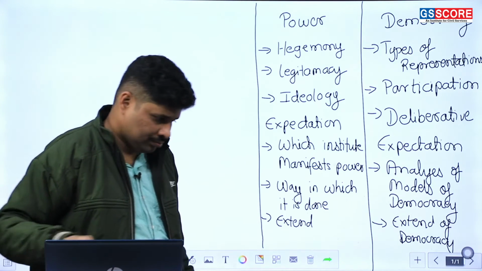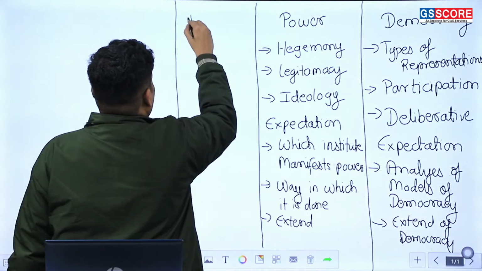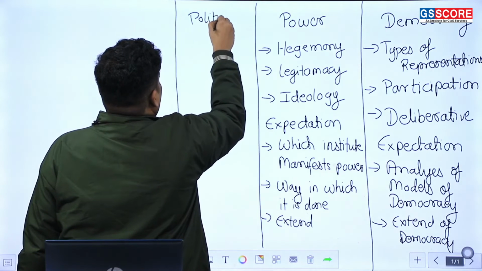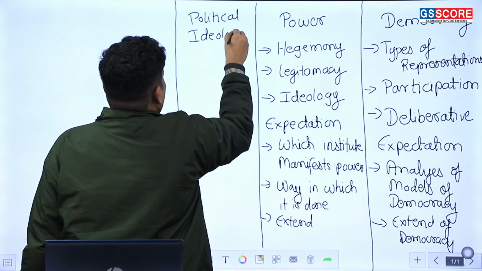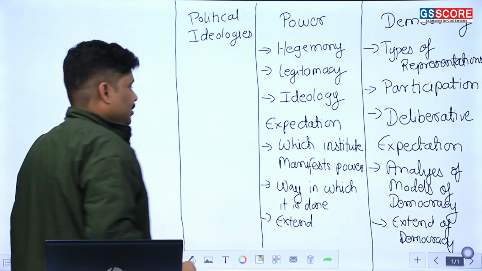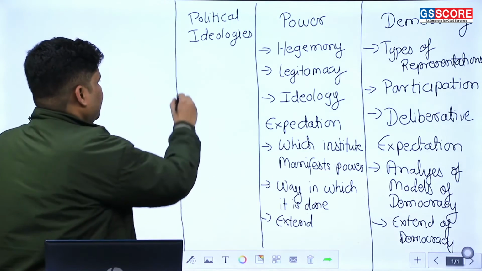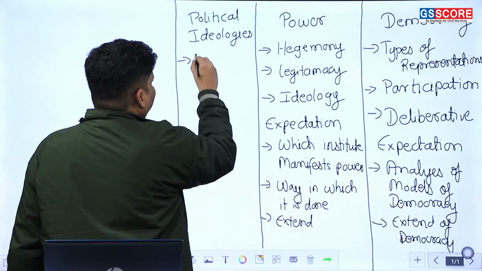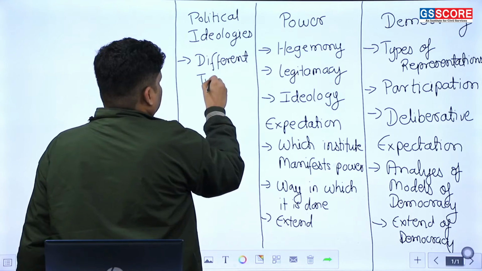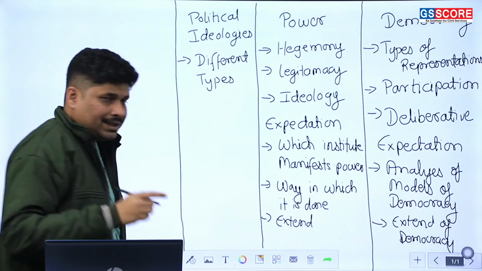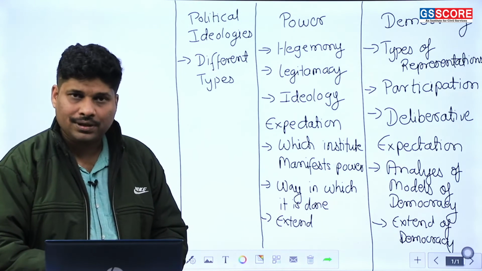And then we come to the three main topics of section 1 paper A. First is political ideology. Very lengthy topic. In political ideologies, obviously there are different types. You have to know their salient features, and the various thinkers who provided for those ideologies.